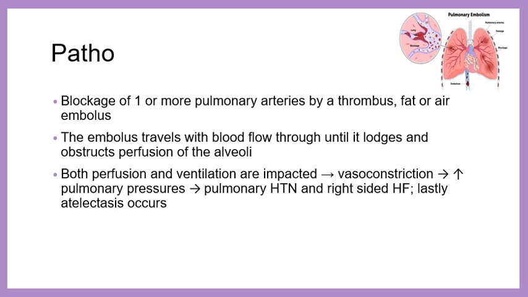So both perfusion and ventilation are impacted. We get some vasoconstriction, which leads to increased pulmonary pressure, so increased pressure in the lungs, which leads to pulmonary hypertension, and they have signs of right-sided heart failure because that right side of the heart is having a hard time pushing blood into the lungs through the pulmonary artery because of this occlusion and the increased pressure. They also develop atelectasis.